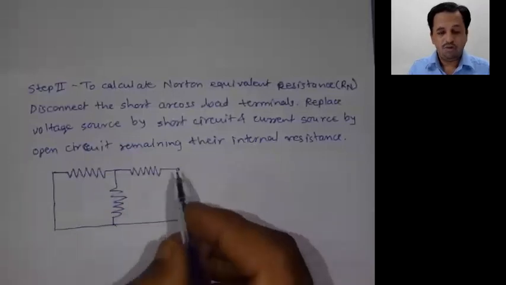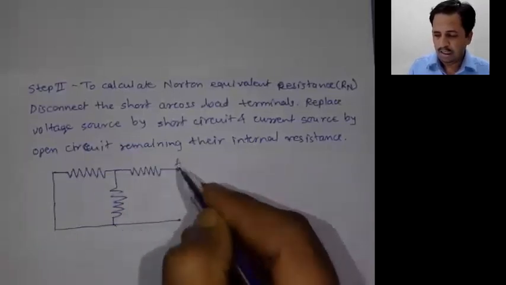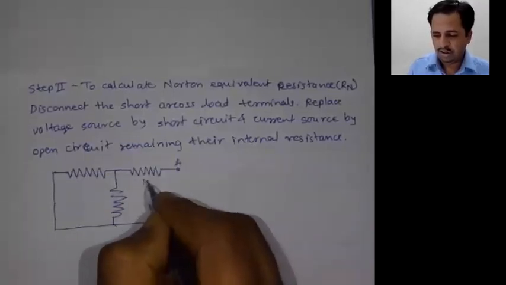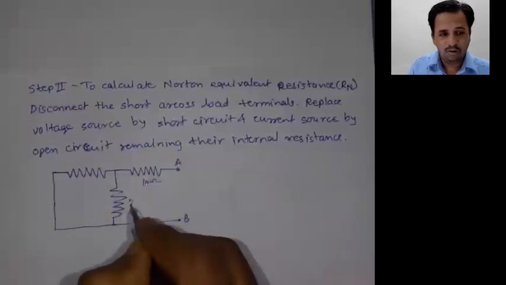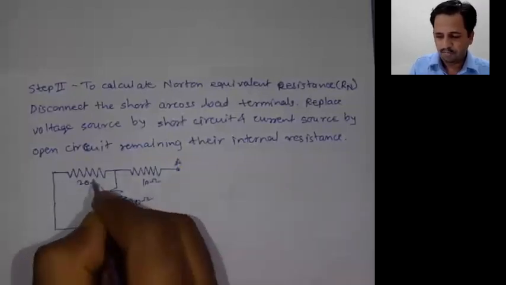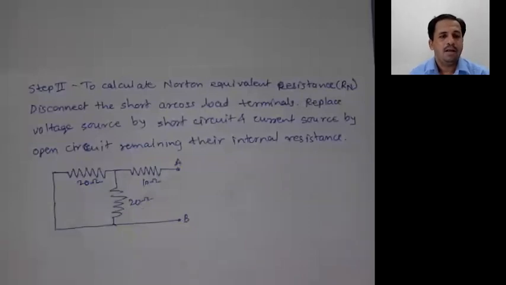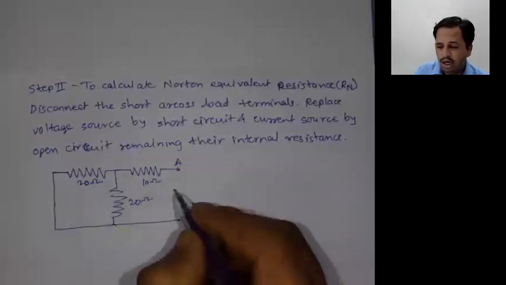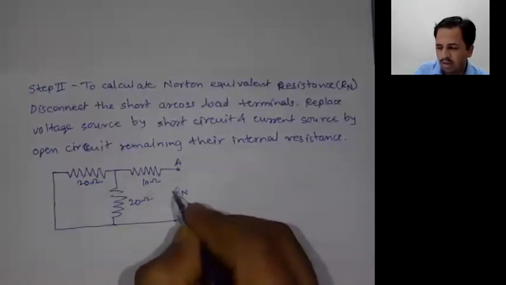Now here we should make open terminals, here A terminal, B terminal. The resistance value should be 10 ohm, and here it is 20 ohm, 20 ohm. Now in this case, what do we have to do? We have to obtain the Norton equivalent resistance, which is obtained from this terminal.